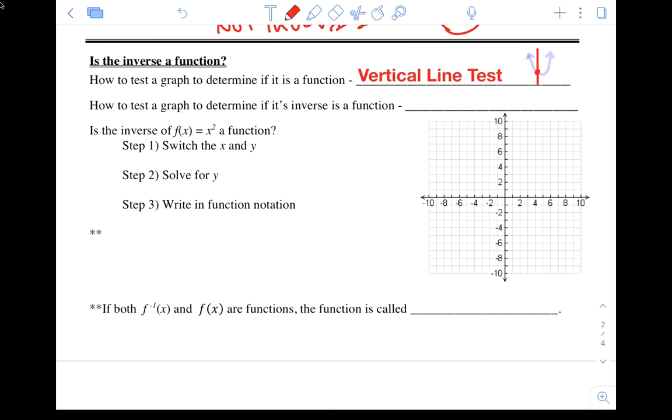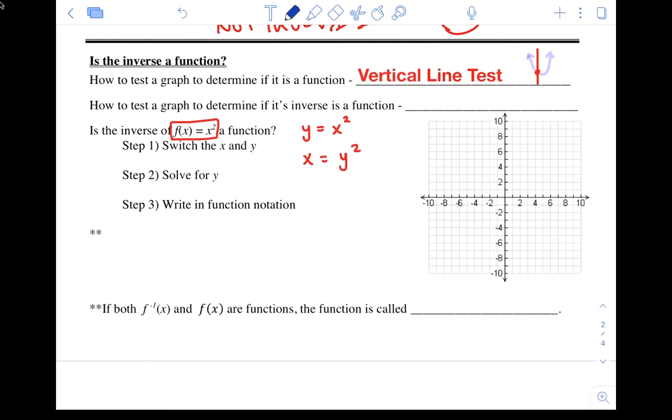Now, what's really cool is how to test if the inverse is a function. It's just the opposite. Remember, the whole thing about inverses is that you switch x and y. We're going to discover it for ourselves first. We're going to take the graph that we just drew, the parent function for a parabola, a quadratic function, and see if its inverse is a function. So, knowing that I have y equals x squared, switch x and y: x equals y squared. Solve for y.